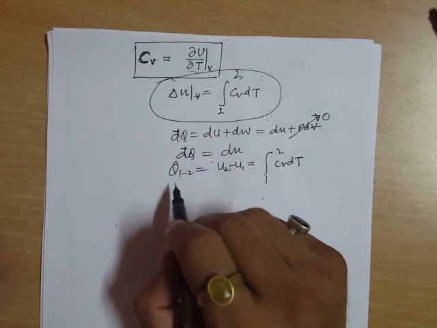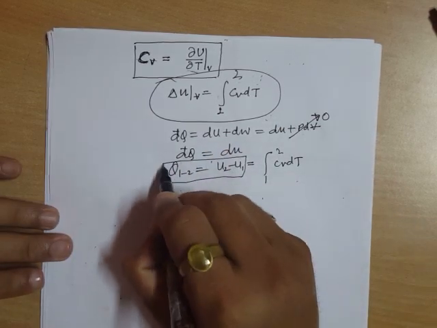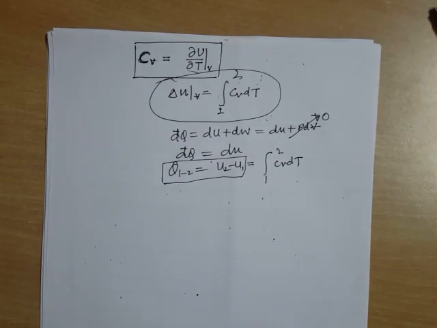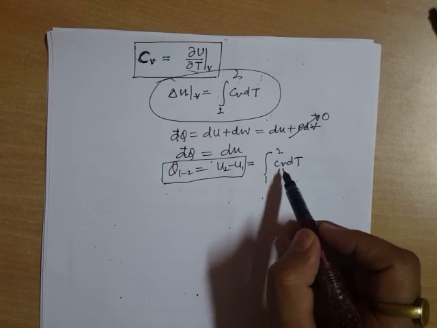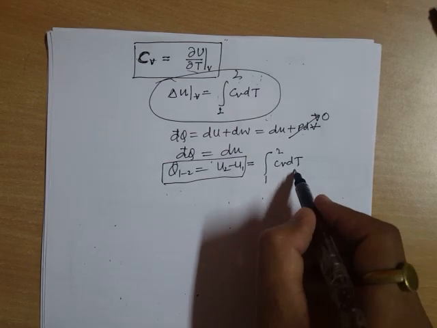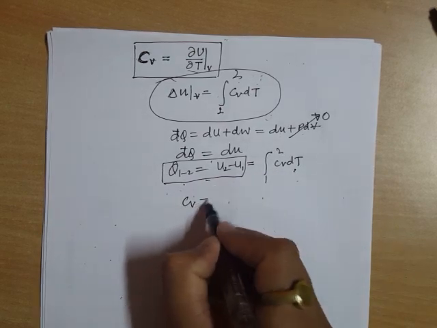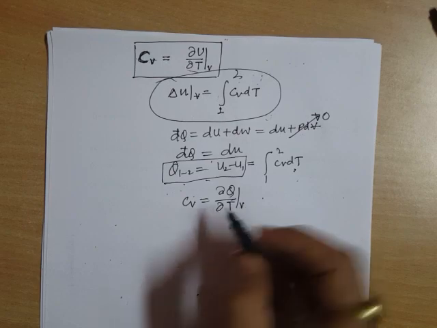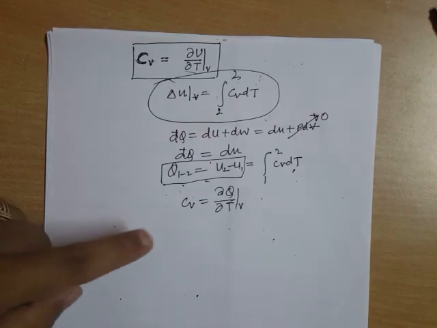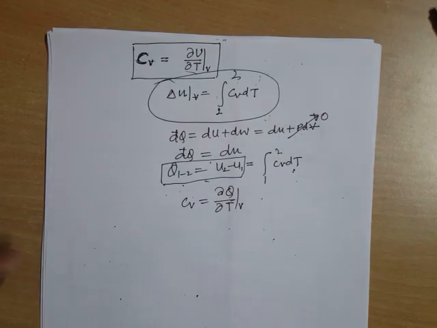So heat transfer in a constant volume process is nothing but the change in internal energy. So one will be tempted to find out the specific heat at constant volume if we compare this like this, that is, it is heat transfer at constant volume to that of temperature, absolute temperature. But this way of defining specific heat is not true.